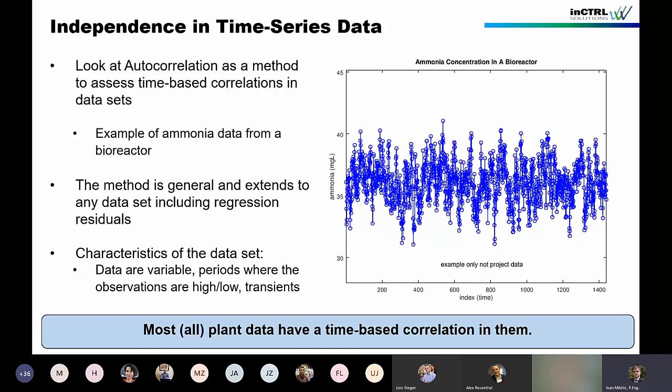There's a spread in the data set there, so I can find a standard deviation. That might tell me something about the operation of the reactor. But I would suggest that you should also look at the time-based correlations that are apparent in this time series if you take a closer look at this. All right, so where do you begin?